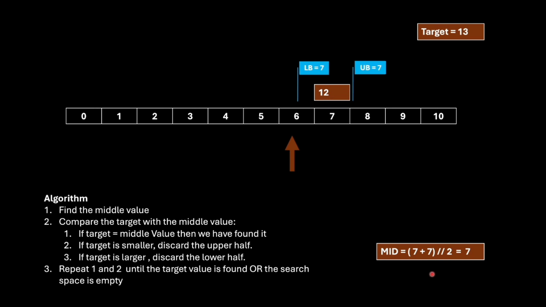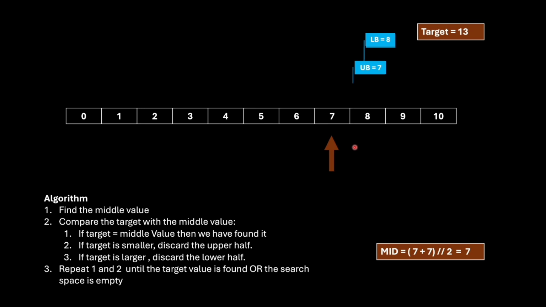Now let's find the middle value again. Our middle value is at index 7, so 12 is our middle value. 13 is greater than 12, so we will have to discard the lower half. Now as you can see, our search space is empty, so we can assume that the number we're looking for is not in the array.